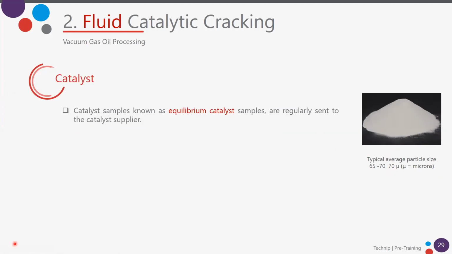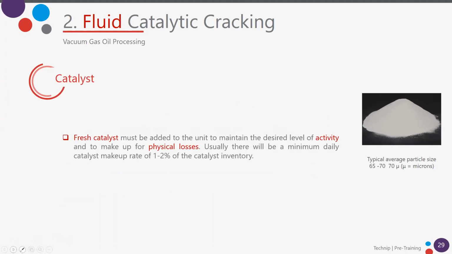Okay, usually we will send some samples of the catalyst to our catalyst supplier. Remember that we saw in the regenerator that we withdraw some of the catalyst that we call equilibrium catalyst. And we will regularly send some samples of the equilibrium catalyst to the catalyst supplier, okay? For them to evaluate the activity and the performance of the catalyst. We will also need to add fresh catalyst to the unit, okay? To maintain the desired level of activity and to make up for physical losses, okay?